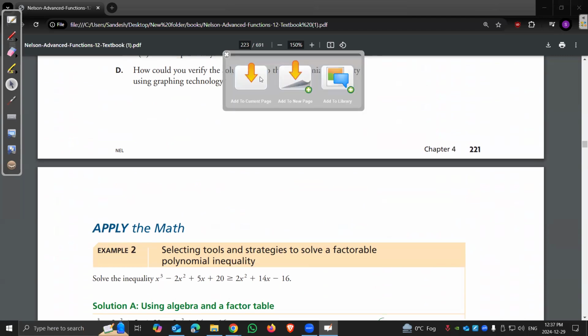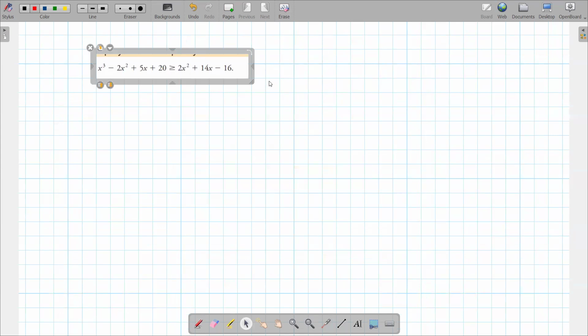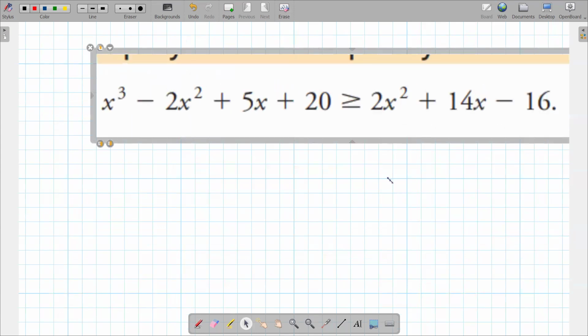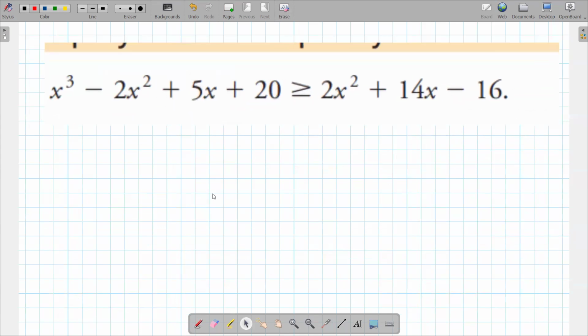Let's look at this next question. We have a cubic on the left, and it's an inequality. It's not an equation. Doesn't really change much though. The process for both inequalities and equations for polynomials, step number one is always factor. So what do you think the first step here is? Just keep in mind that you have a quadratic on the right side and a cubic on the left. What do you think we do in order to factor this or graph this?